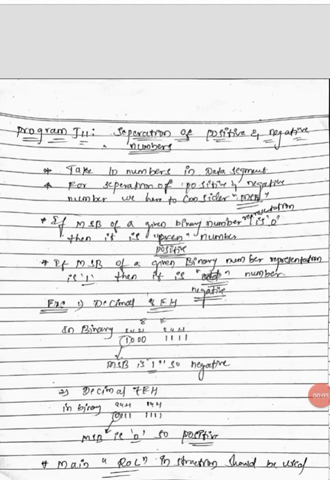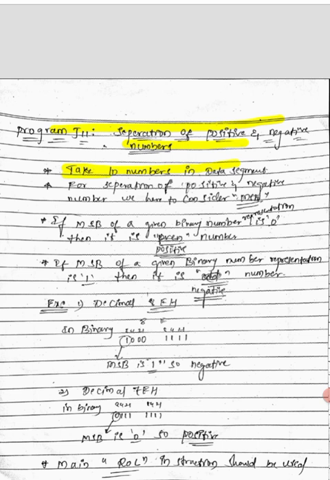Now let us start another new program, that is program number J11, separation of positive and negative numbers, as we did in J10, separation of odd and even numbers. In this program we have to separate positive and negative numbers by writing a simple program. We should take 10 numbers, and you can take any, like 10, 15, 20 numbers.